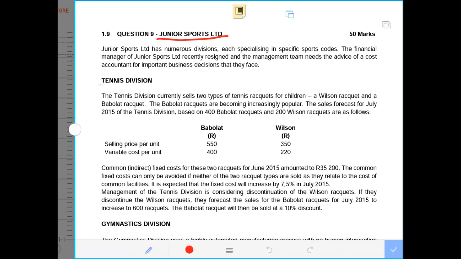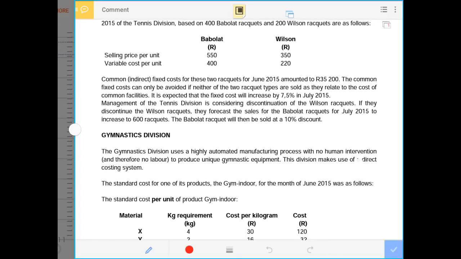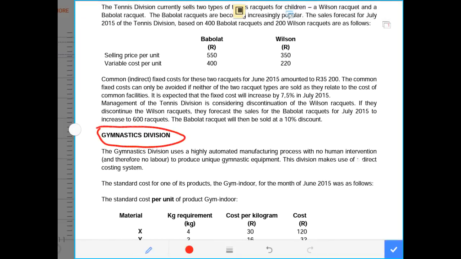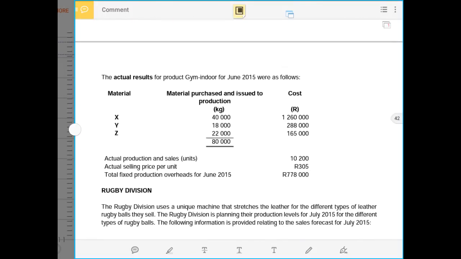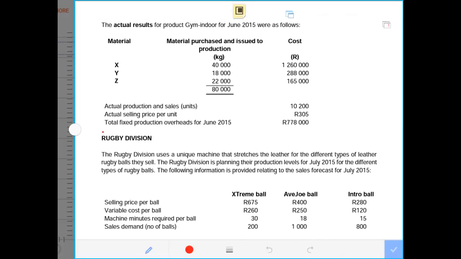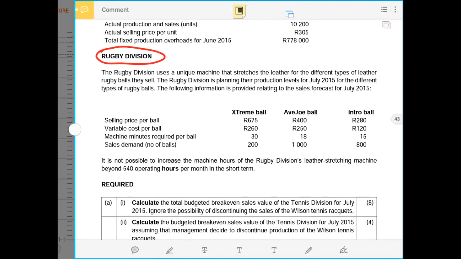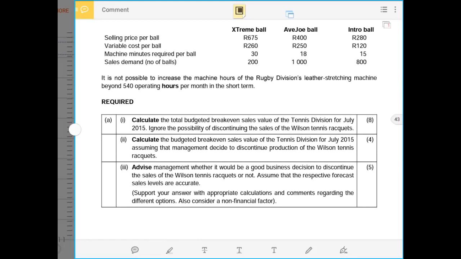The question is divided into divisions. We can say that there is a tennis division. And we can also see that there is a gymnastic division. And we can also take into account that there is another division called the rugby division. Before we go to the requirements, we read what we are required to do, knowing that there are 3 divisions, meaning we need to read our information per division. Then after, we answer information that relates to that division.